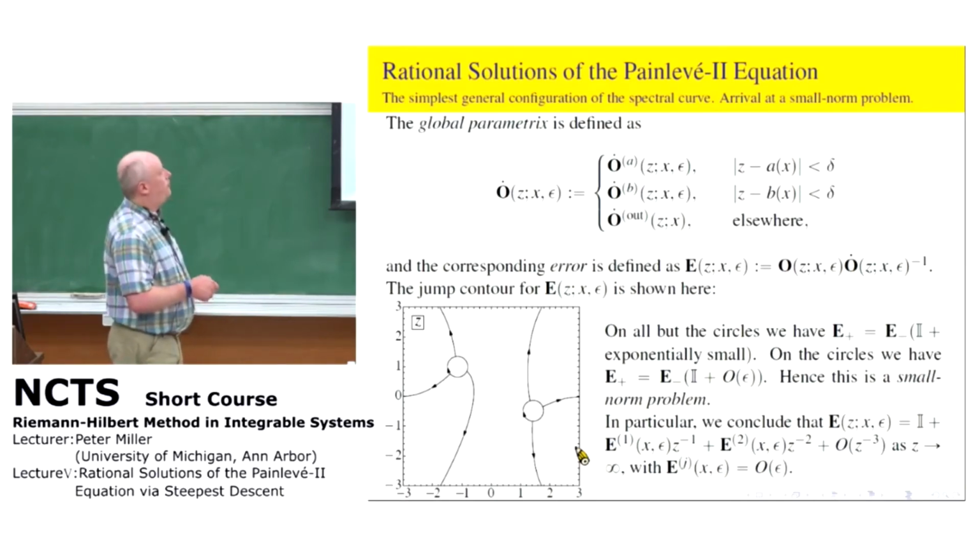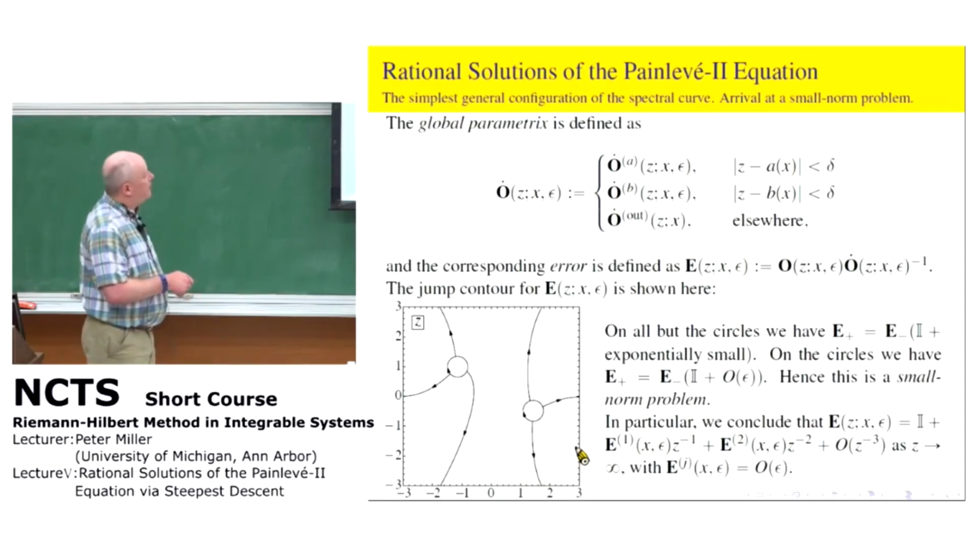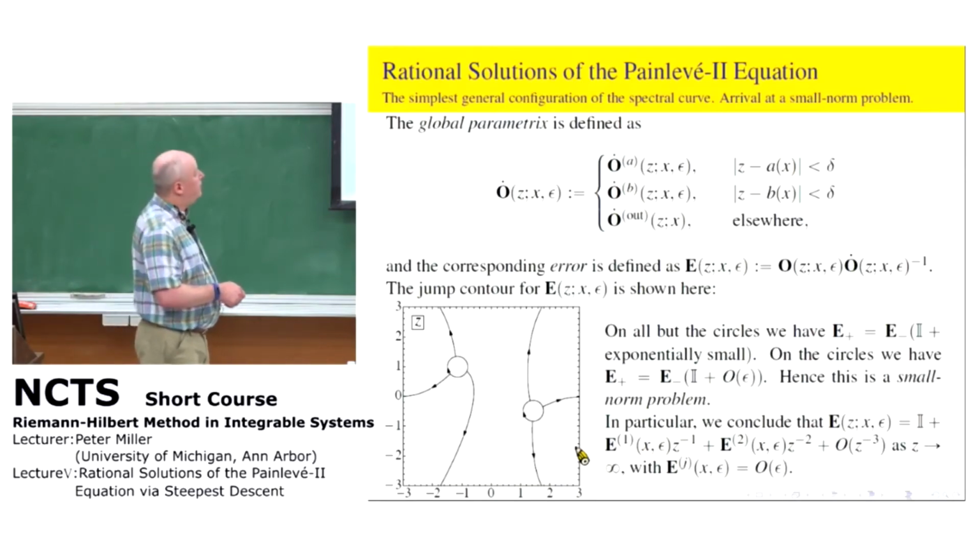So the jump contour for the matrix E is shown here. So we have these curves coming out of A and B. The dashed part that we had before between A and B has disappeared, and that's because these two matrices solve exactly the same jump condition on that dashed curve. Also, all of the arcs inside of these circles have disappeared, and that's because these matrices here solve exactly the same jump conditions that this matrix solves inside of those two disks. This is exactly as it was in the case of the orthogonal polynomials.